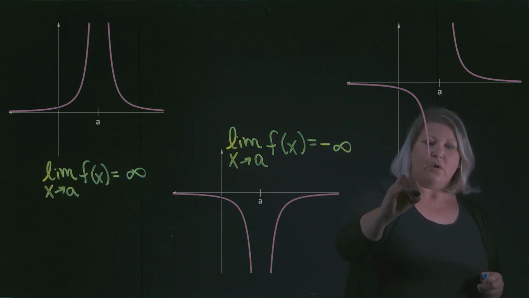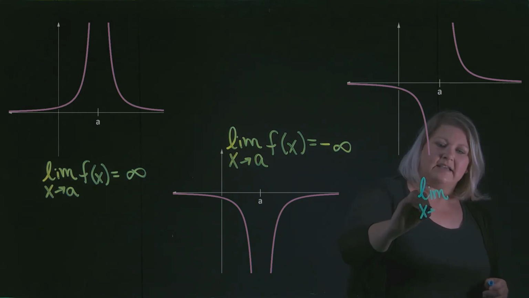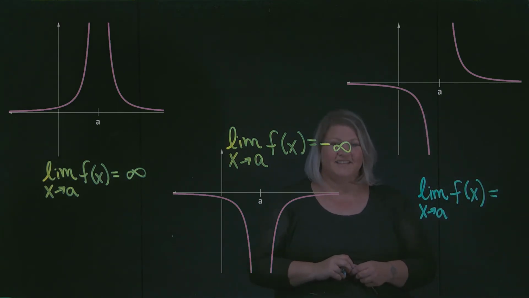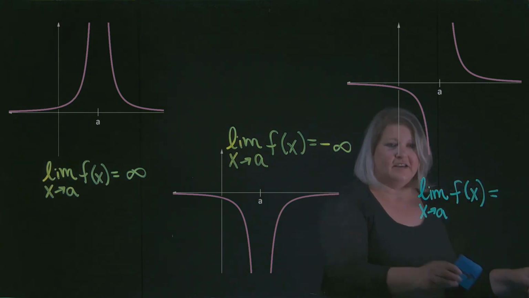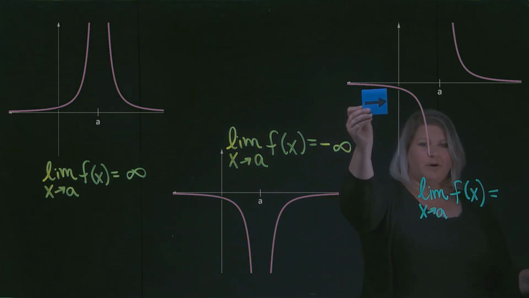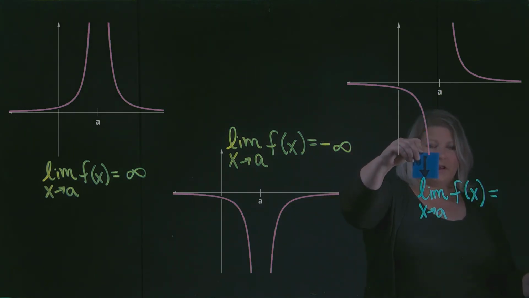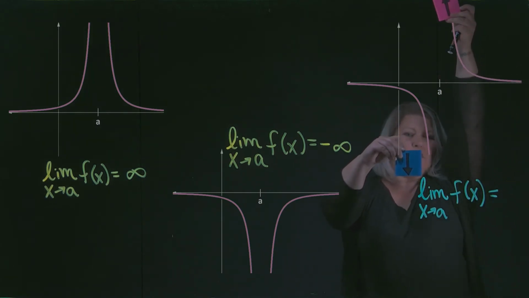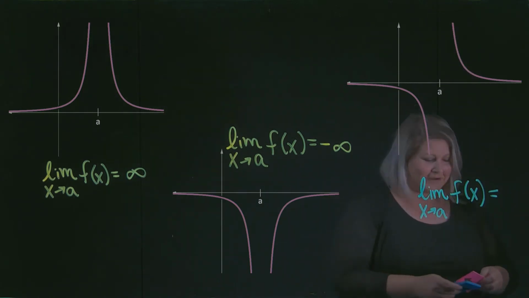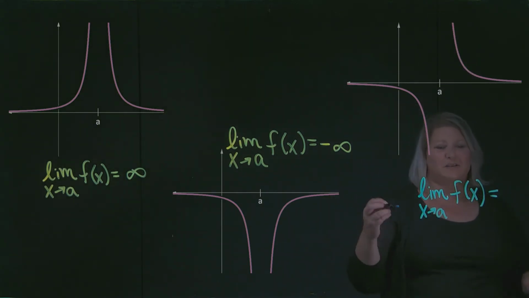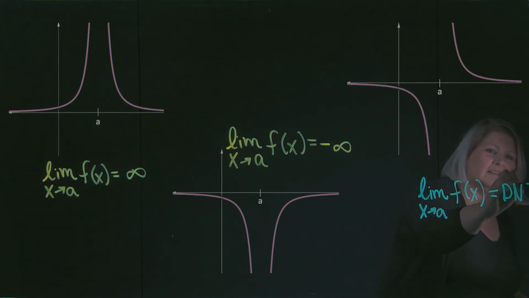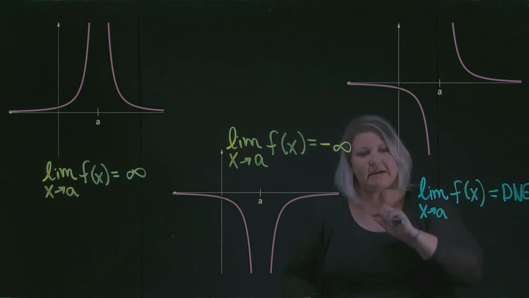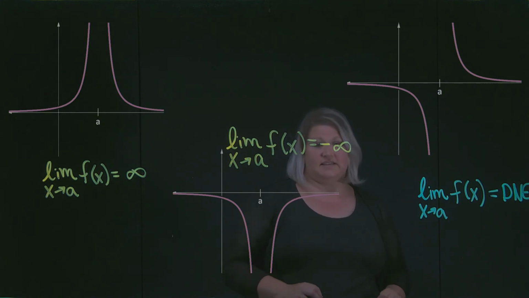Okay, so for this one, what can we say? The limit as x approaches a of f of x, what can we say about it? Well, here's my left-hand limit. I'm approaching a and I'm going down this way. Here's my right-hand limit. I'm approaching a and I'm going up this way. So what do I say about the actual limit? The limit as x approaches a. Yeah, that little stinker doesn't exist, does it? So the limit of f of x as x approaches a does not exist.